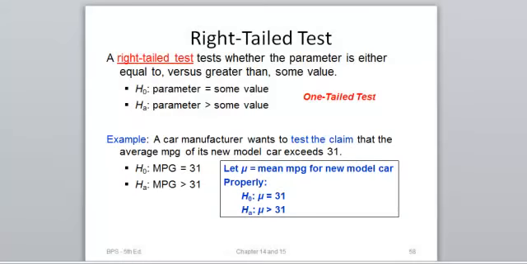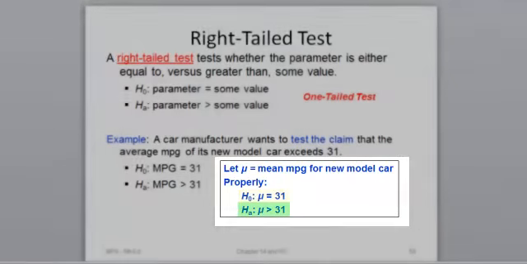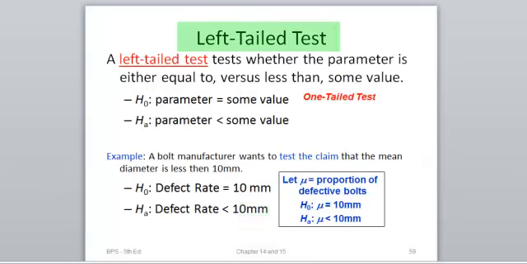So the null hypothesis would be that the miles per gallon equal 31, and that the miles per gallon is greater than 31 is what we're trying to get proof for, so that's our alternative. So since mu is the mean miles per gallon for our new model of car, we would properly write the null and alternative hypothesis as: the null hypothesis would be mu equal 31, and the alternative hypothesis would be mu is greater than 31.